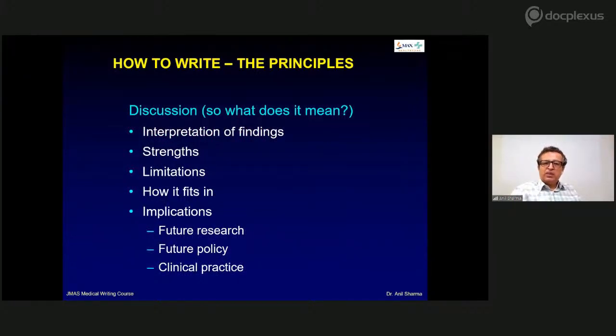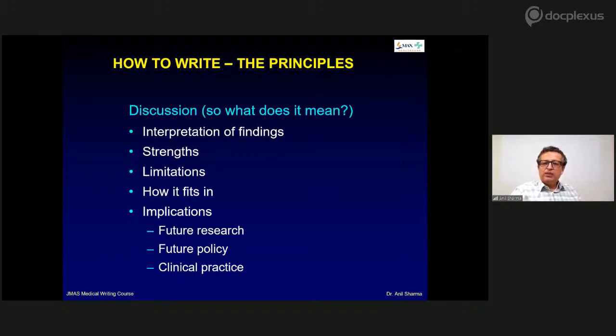And the final segment on discussion. So what does it mean? Okay. When we talk about this segment on discussion, it is about, so what does it mean? So your first paragraph normally should consist of what you did and what you found. So a concise statement about what was done and what was found in your study in the first paragraph.